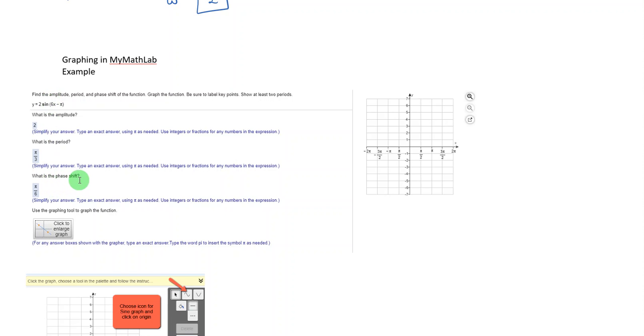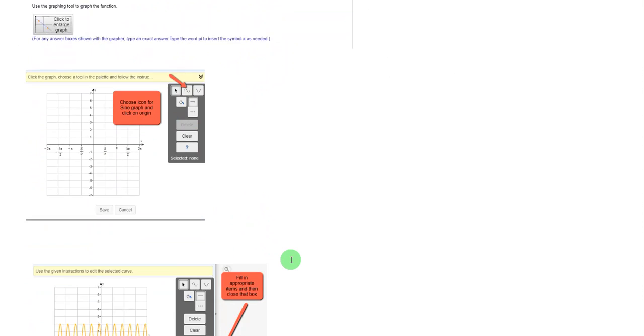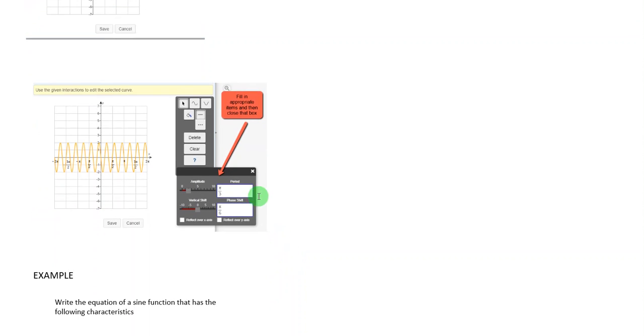And the phase shift, remember we had to take that 6 out if we're going to find the phase shift, factor it out. And when we divide this by 6, we get pi over 6 is the phase shift. All right, so you're going to go in here, and this is sine. So you're going to choose the sine icon and click on the origin. When you do, you're going to fill in the appropriate items here.